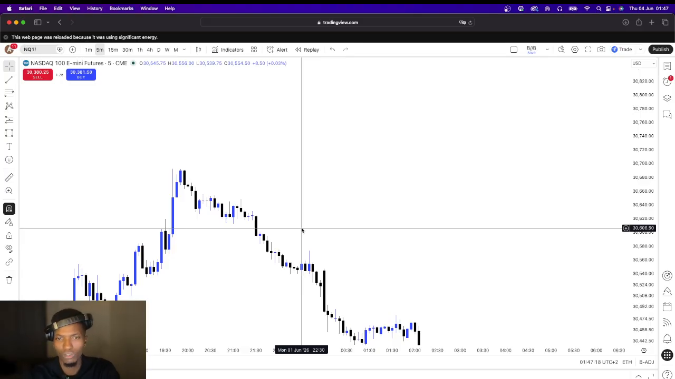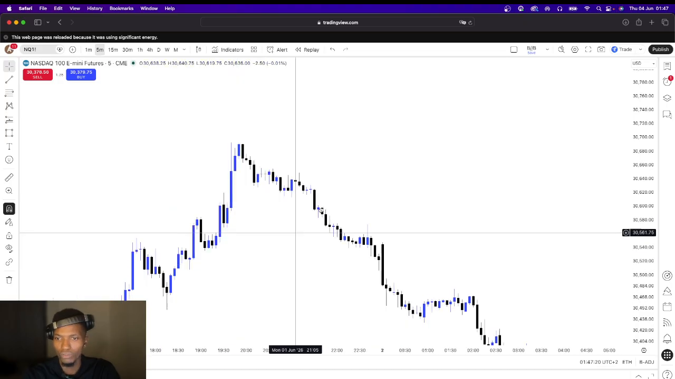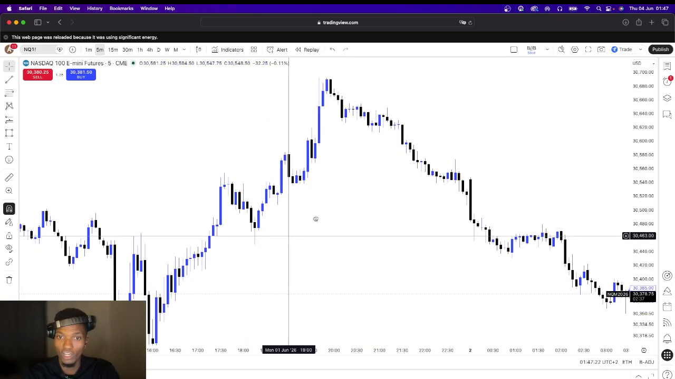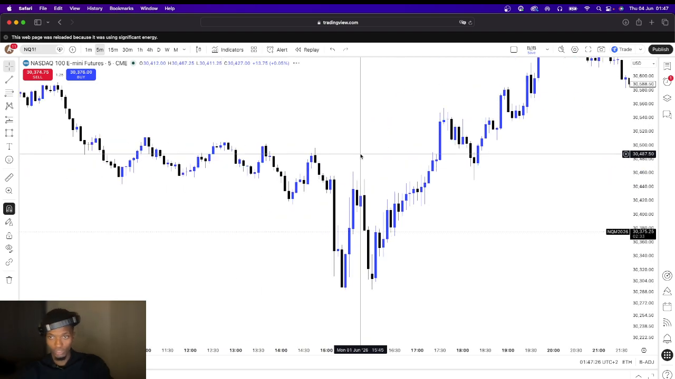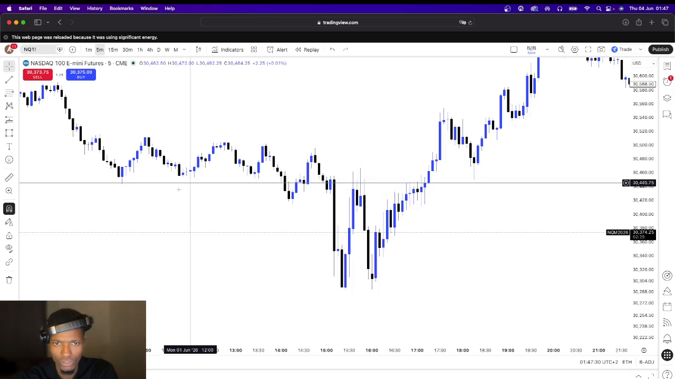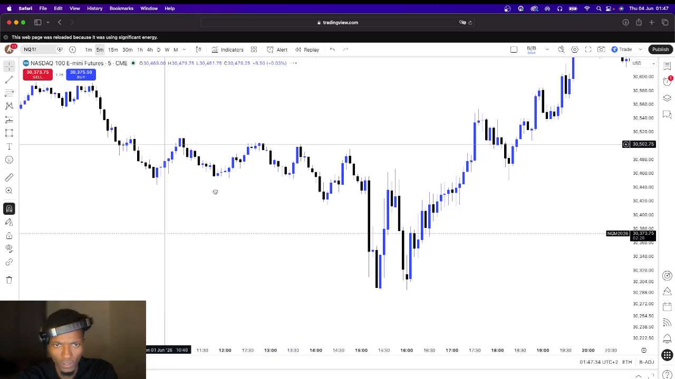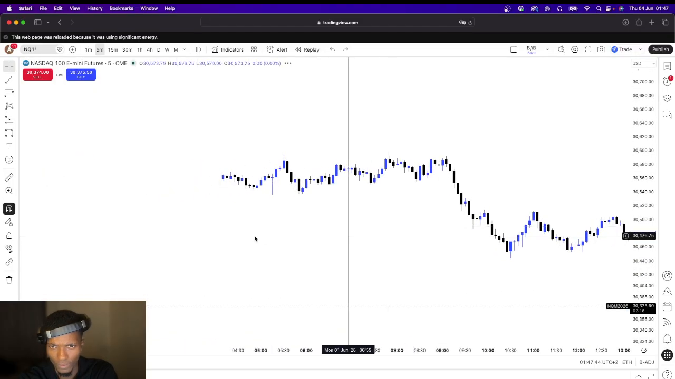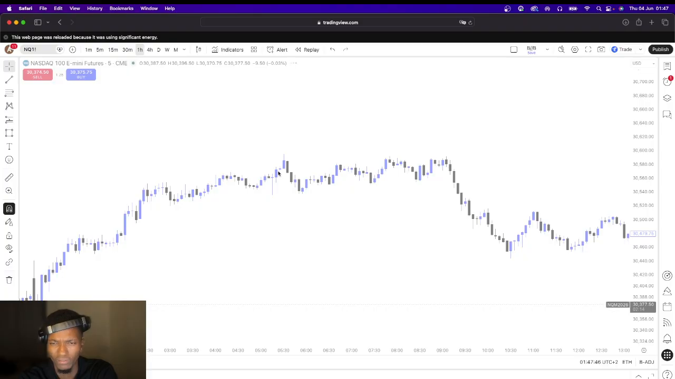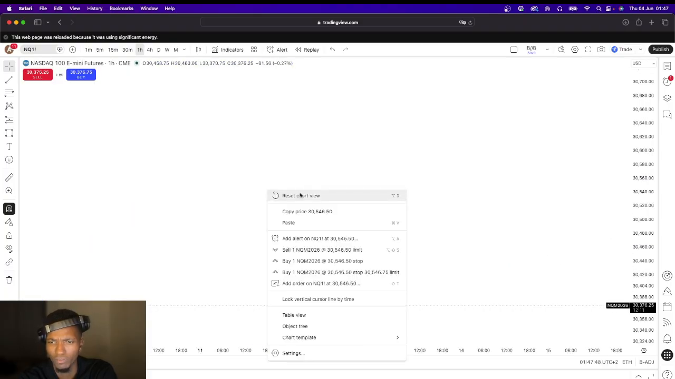Now, another thing that I wanted to talk about is when we have multiple fair value gaps and how it works for us to invert all of them, right? So let's see. Okay, let me see if I can find some on the hourly time frame.